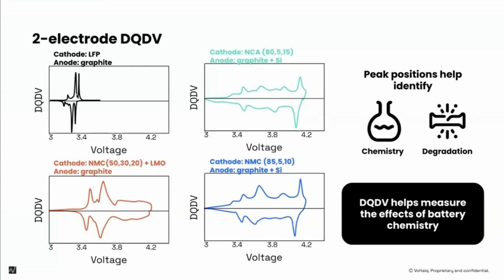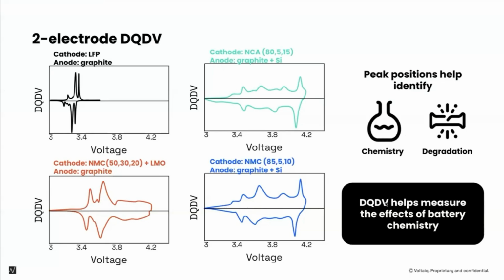When we go to the green one, this is an NCA chemistry. You can tell there's pretty high nickel content because you're able to get a lot of capacity out of the system at those higher voltages. Same with the NMC. The thing I'll point out here is the shoulder you see around 3.4 volts. In both the blue and the green you have a shoulder around 3.4 volts that you don't really have in the red sample. That's indicative of a silicon anode being used in these types of systems.